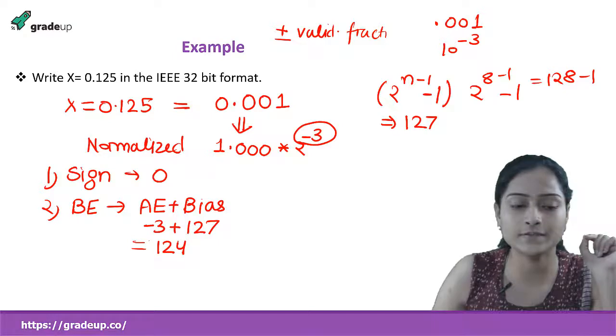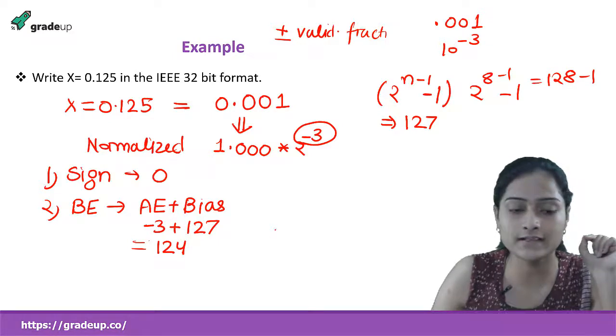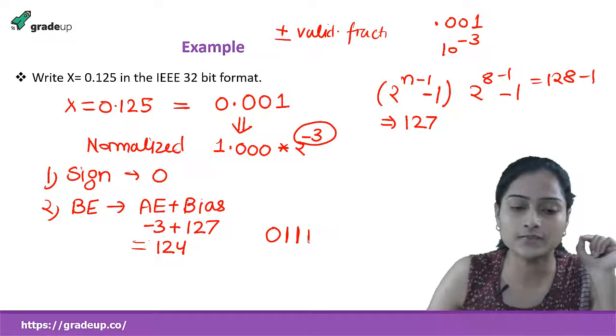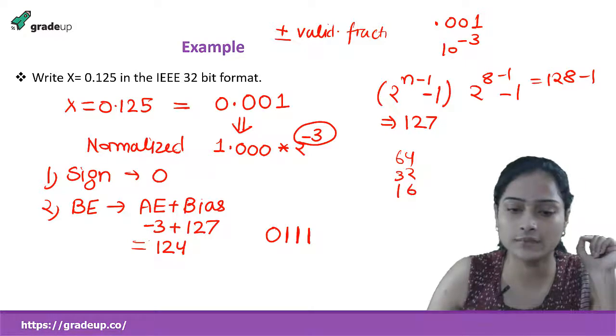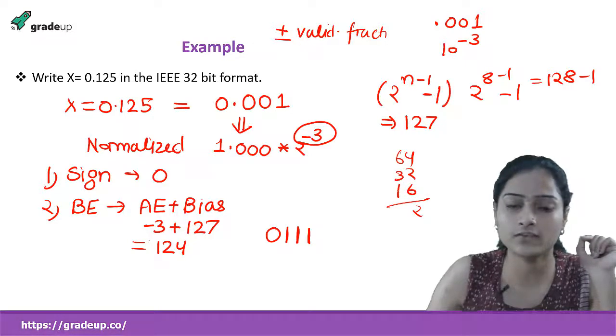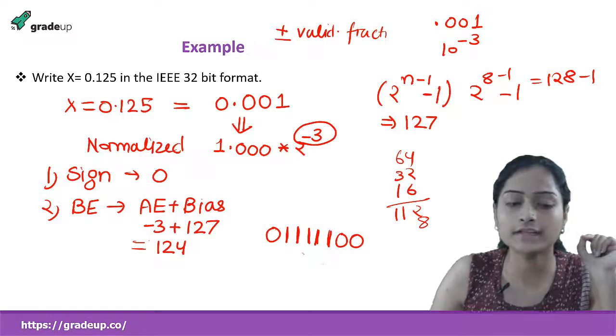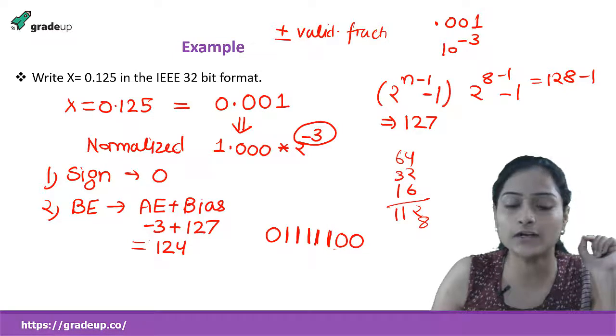How are you going to represent it in the form of binary? 8 bits: 0, 64, 32, 96, and then 1. This is for 16, so 64, 32, 16. It will be 96, 112, and then add 8, 120, and then 4. Then these 2 bits will be 0. Okay, this is the binary representation of 124 in 8 bits.